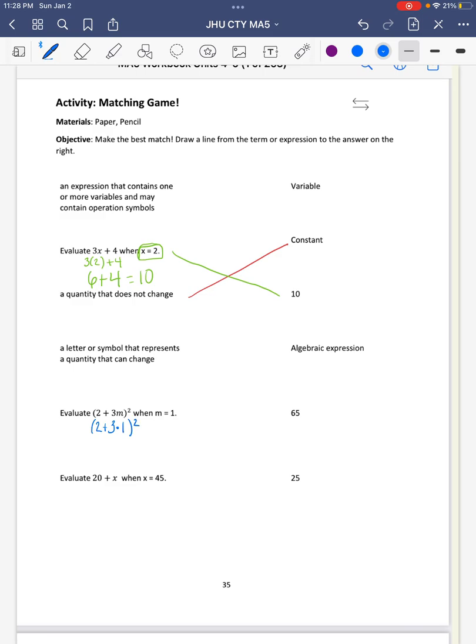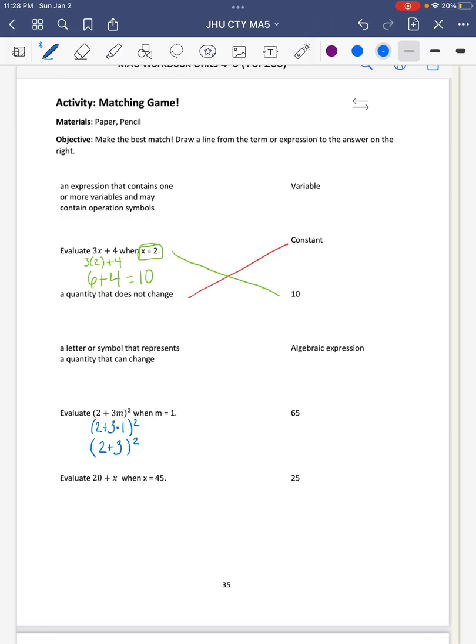Okay, so everything on the inside is in parentheses, so I got to do everything on the inside first. Well, inside the parentheses, I still have to follow the order of operations. Are there any exponents inside the parentheses? Nope. Are there any multiplication or division inside the parentheses? Yep. So I got to do that first. So I'm going to keep my parentheses because I still have them. 2 plus 3 times 1 is 3. And I got to keep my squared out here too.